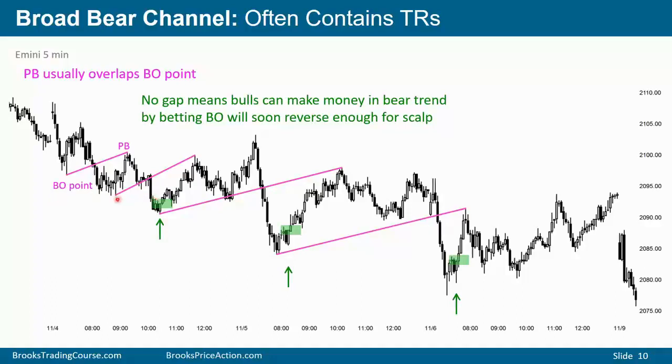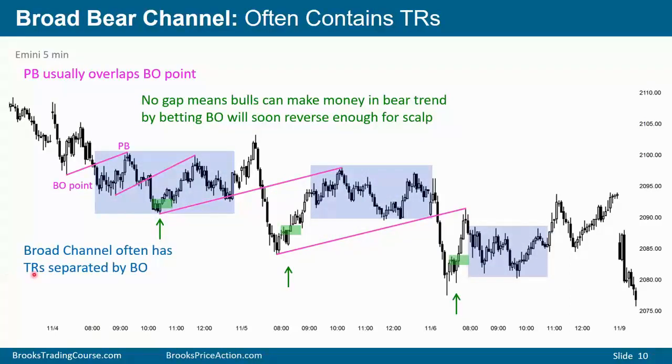Bulls will buy reversals up from breaking out below prior lows: break out to a new low, buy a reversal up, same thing here and here, and they can make money doing it. Broad bear channels tend to have a series of trading ranges, and the trading ranges tend to get lower and lower. So it's a trading range and then a breakout, and then another trading range and another breakout. In general, whenever the market's making a trading range, it's in breakout mode, 50% chance of a bull breakout, 50% chance of a successful bear breakout.